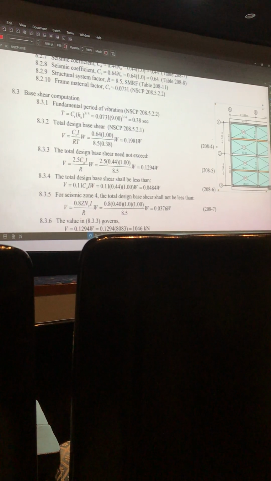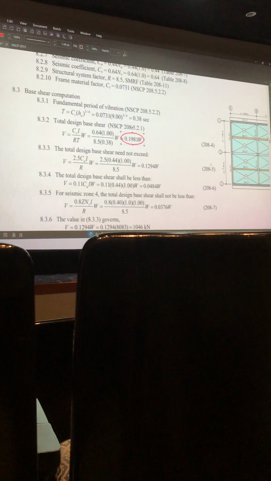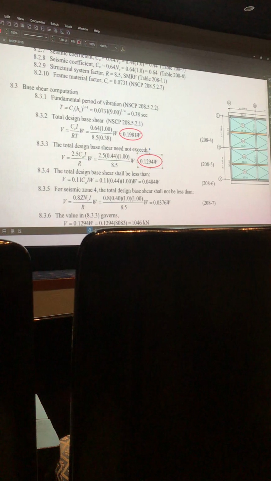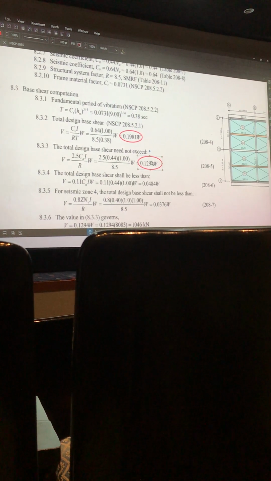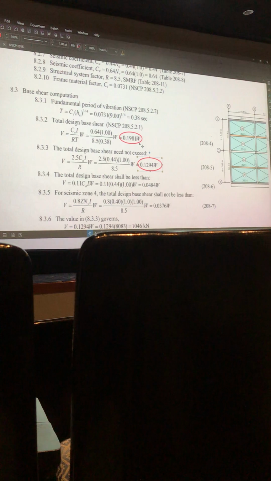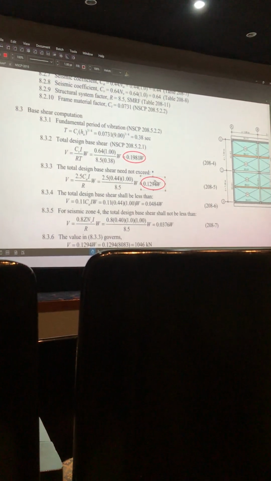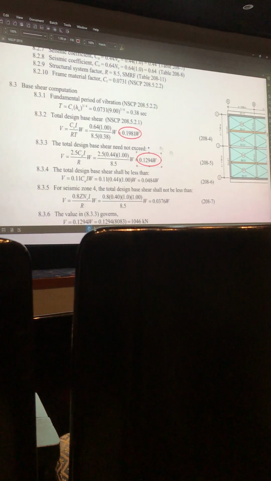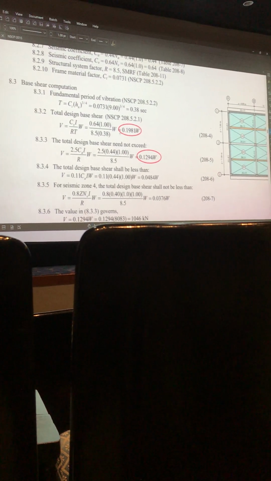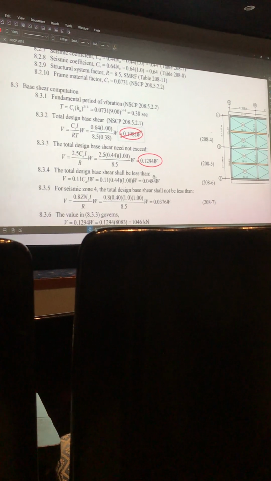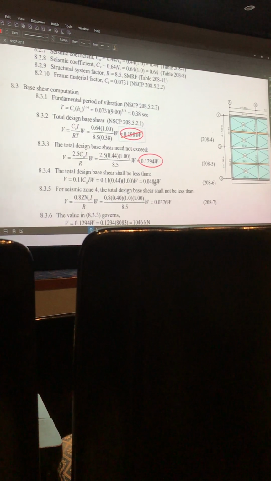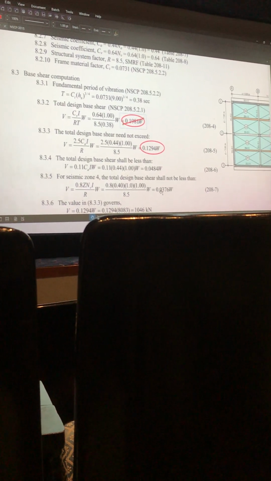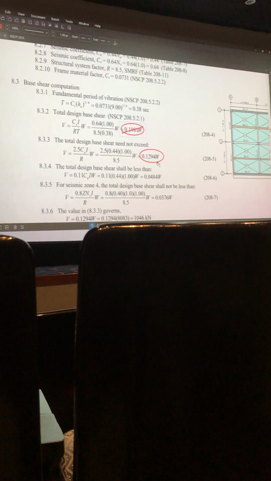So which one will govern? The first equation is the maximum. Did it exceed? Yes, it exceeded the maximum. So this equation overestimated the magnitude of the base shear. So this one will not govern. The one that will govern is the one that is larger than the minimum. Is it larger than this minimum line? Yes, so this is the one that governs.